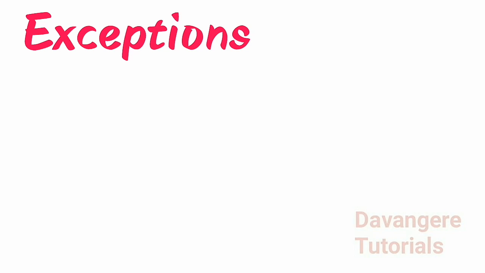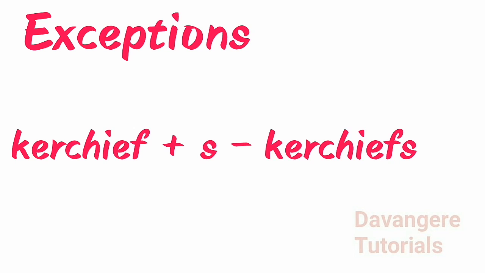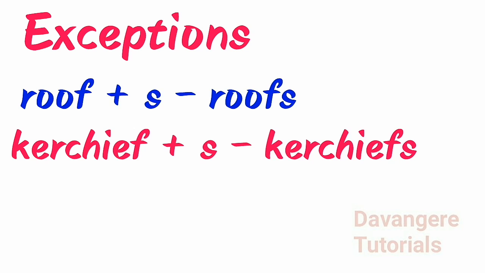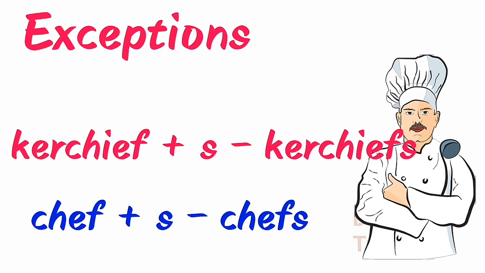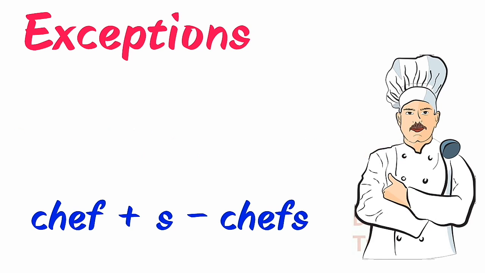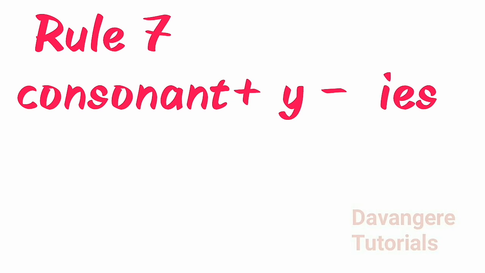There are exceptions to these rules as well. Kerchief becomes kerchiefs. We have just added S to it, not VES. Roof becomes roofs. Chef becomes chefs. You can see a chef. Chef means cook.